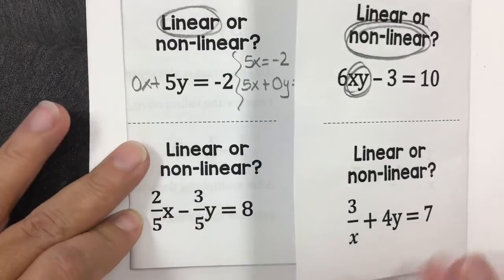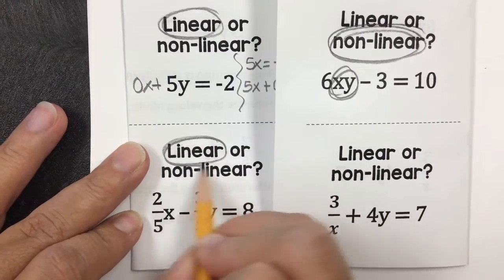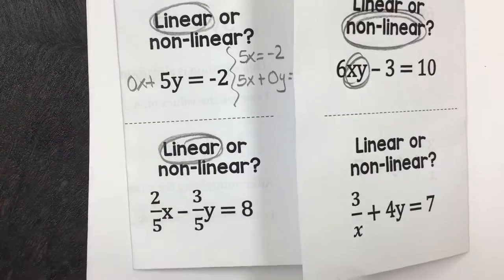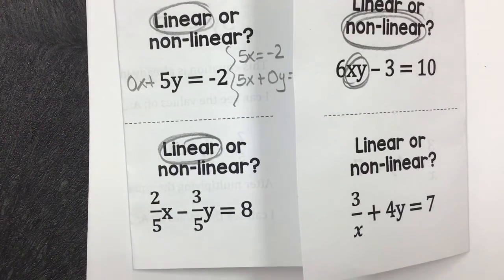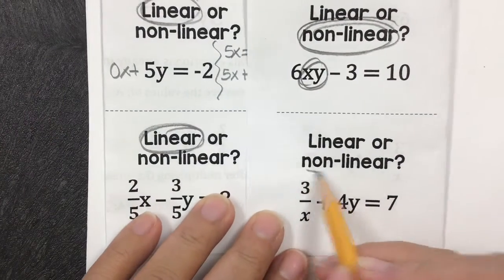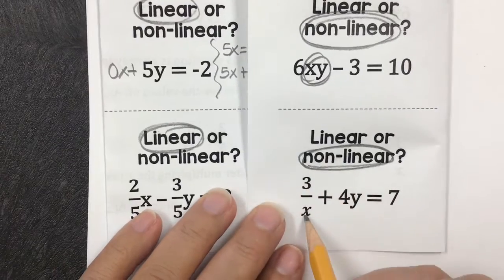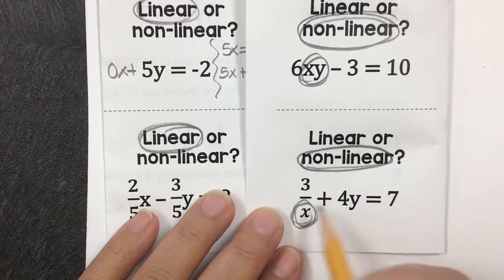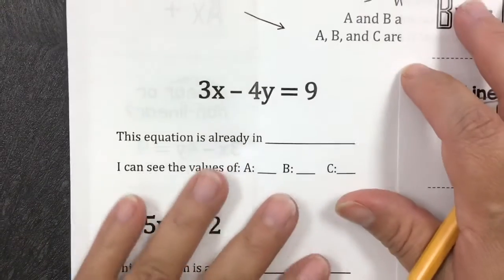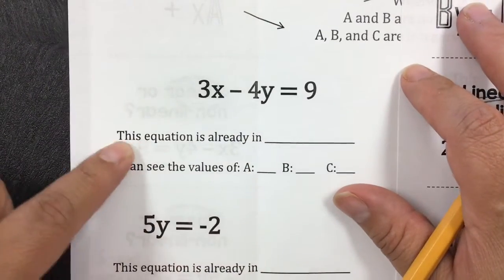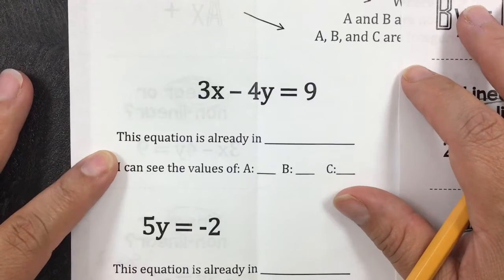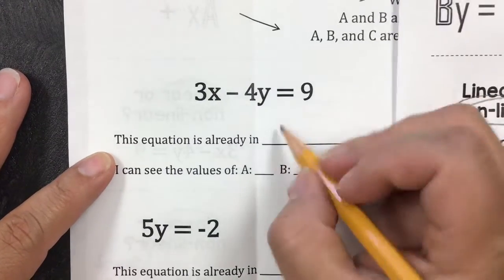Linear or nonlinear? This is linear, but it's not in the correct form. We need to fix it and put it in the correct form. And this is nonlinear, and what's the matter with it is that this x is in the denominator. So we'll look inside. We have first this equation that was on this side right here. This equation is already in standard form.